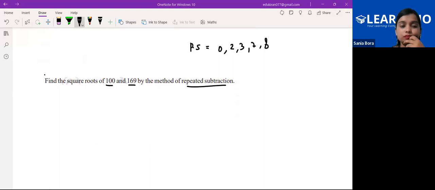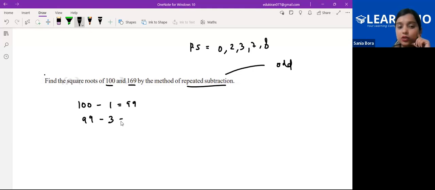Repeated subtraction is what? Ma'am, in this method, we have to subtract odd numbers. Yes. So you people will do it, I'll just do the first 2 steps. Okay. So we'll just start with 100. In the repeated subtraction method, you have to subtract the odd numbers. So the first odd number over here is 1. So I got 99. Then from this 99, the second odd number is 3.